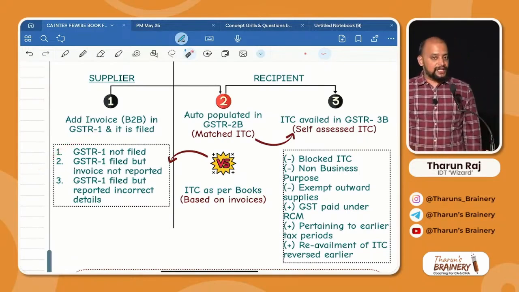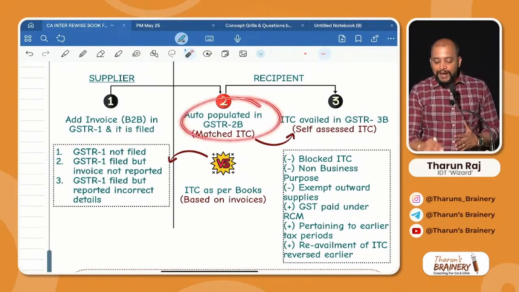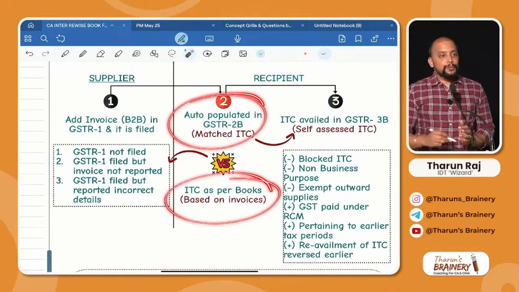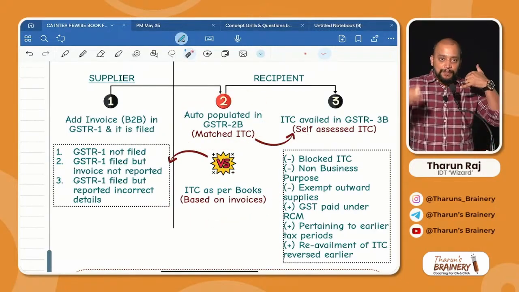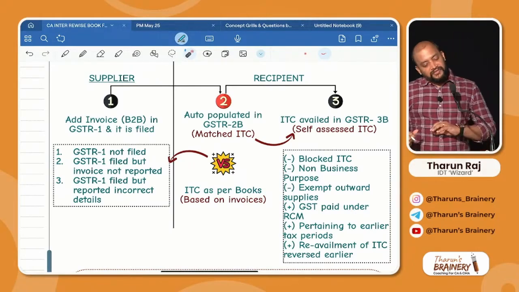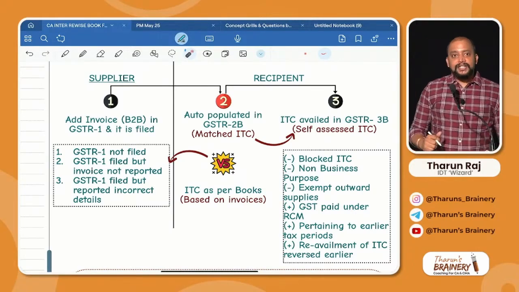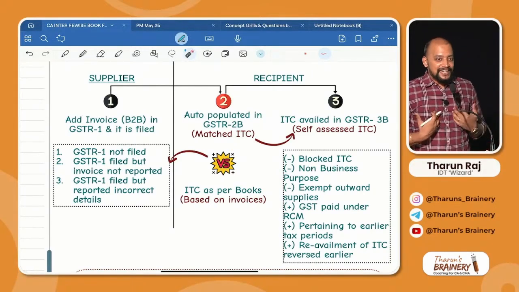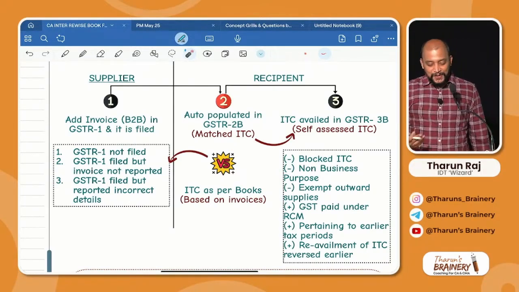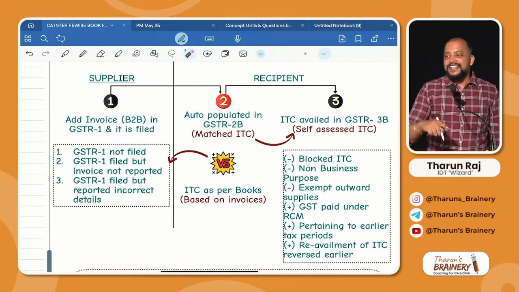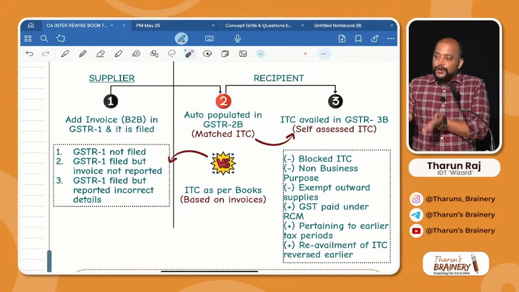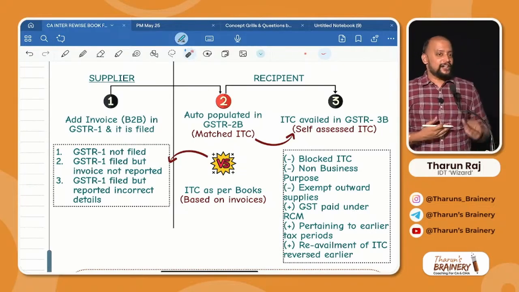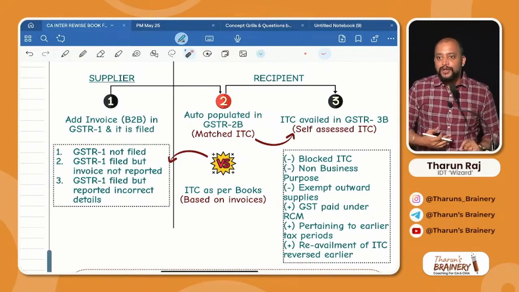Supplier did not file GSTR1. As soon as there is a mismatch between your 2B and your books, what will you do? As a recipient, you will call the supplier again and again, from left, right, center, you will chase him. That is what you are doing because you are not getting ITC, you understood or not? So definitely the supplier will file, it is your money, correct or not? It is your money, you already paid the supplier and he did not file the return, so you will ask him to file the return.